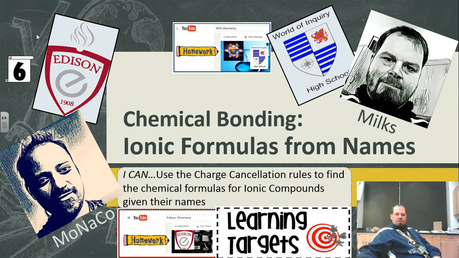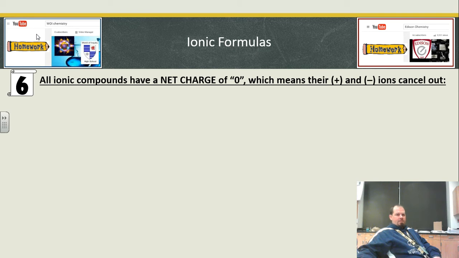We are going to use the charge cancellation rules, or the crisscross method, to find the formulas from the names. So we just learned last video how to name these things from the formulas, and this video is going to teach you how to go backwards. If we go forwards in this unit, we can go backwards.